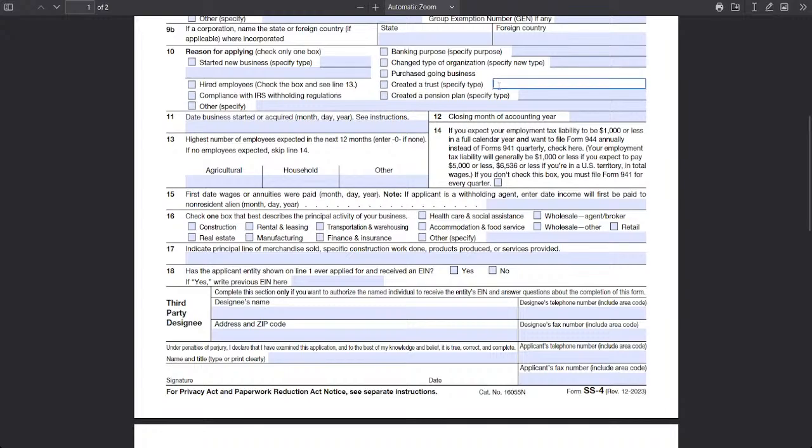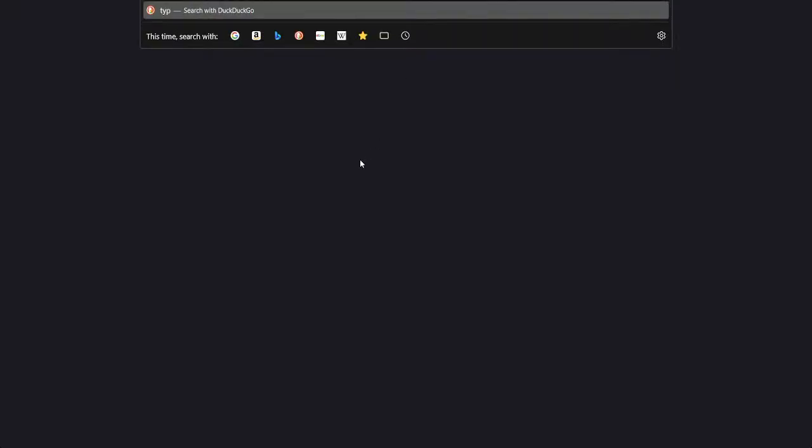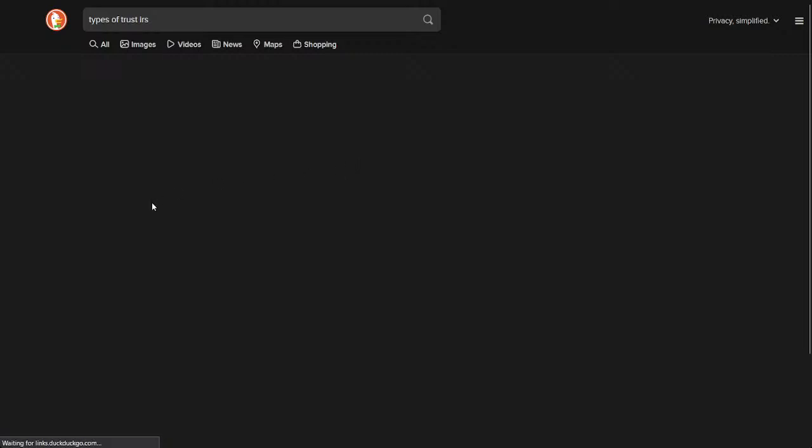Specified type. Caveat. Types of trust. You never heard that before, right? Of trust. And then IRS. This is how I do it, and this is how I suggest you do it.